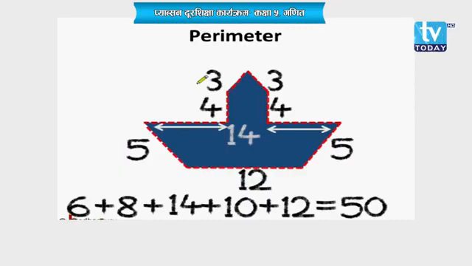5 plus 5, it will be 10. And below there is given 12, right? 6 and 6. Okay, it's a square, so you can get it from there. So 6 plus 6, it's a 12. That means, students, a boat is broken down into many parts and the perimeter is taken from there. So finally your answer, 6 plus 8 plus 14 plus 10 plus 12, it will be 50.